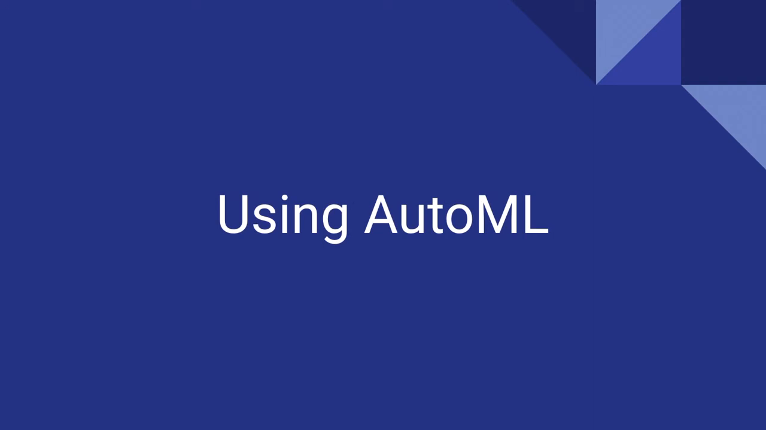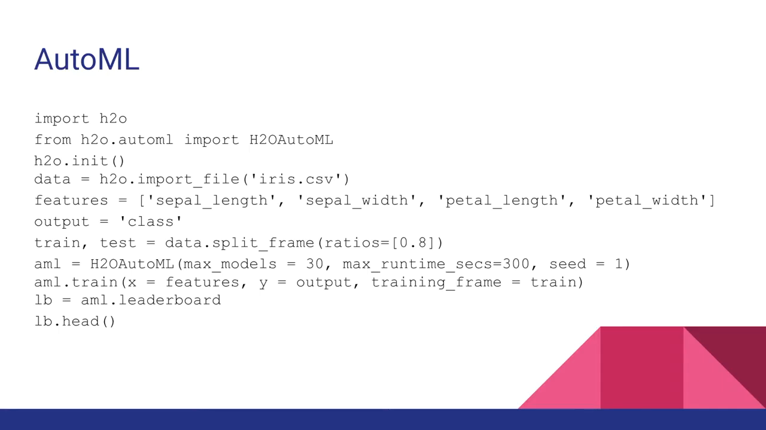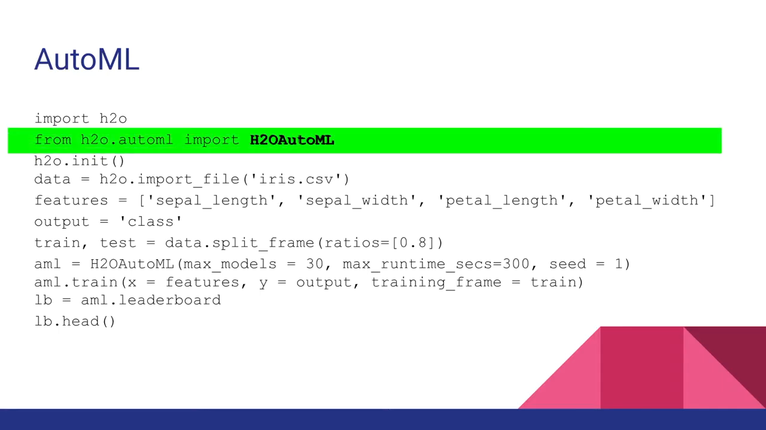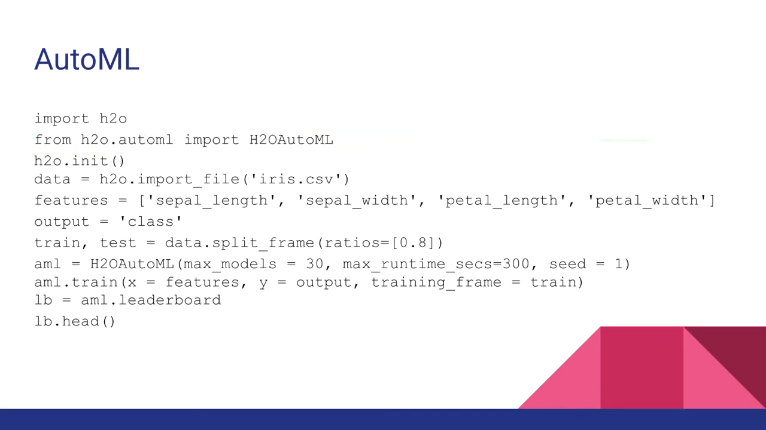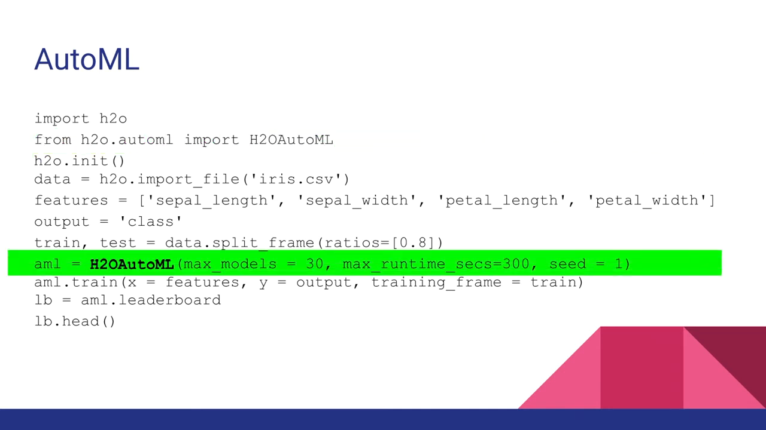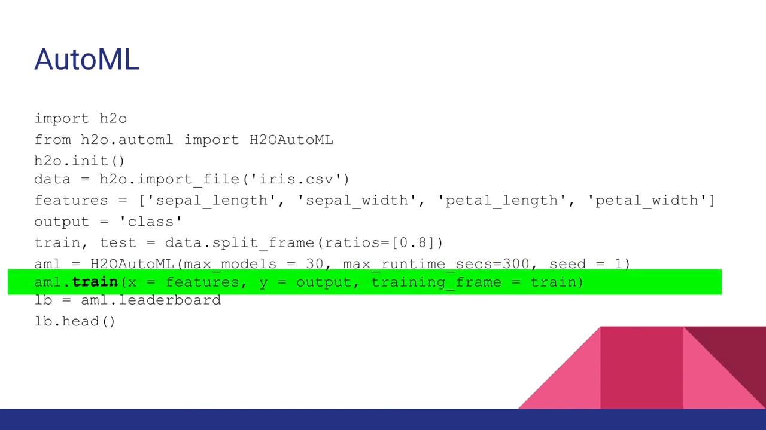H2O does not stop here. It allows you to use AutoML for the model selection. I import the AutoML library. I construct my model using H2O AutoML, where I say the maximum models I want to evaluate is 30 and the maximum runtime is 300 seconds. I want to run this code. Then I train the model.